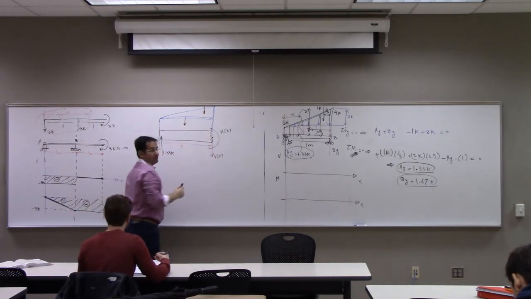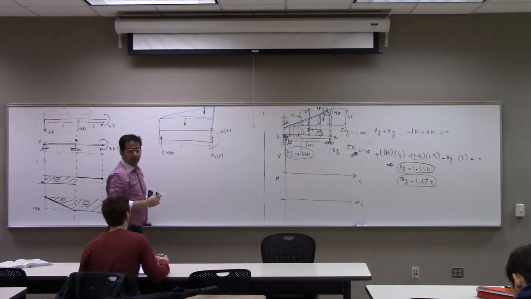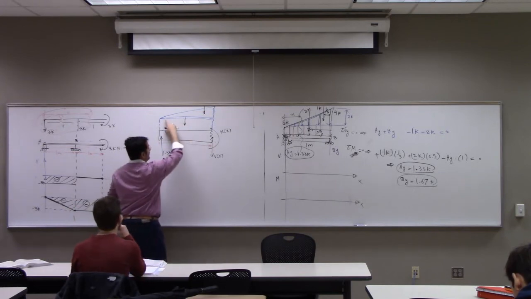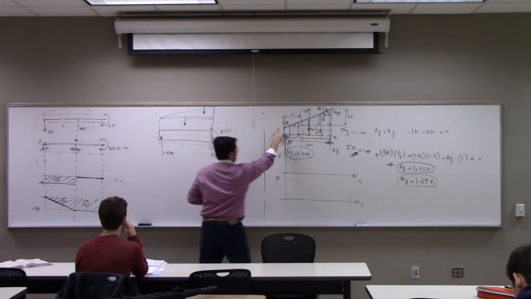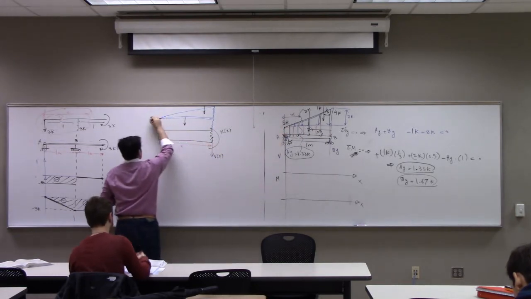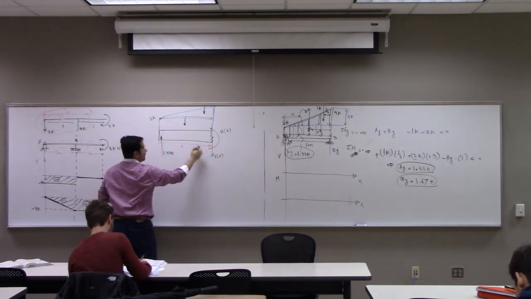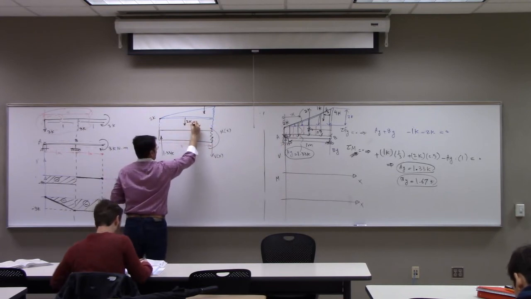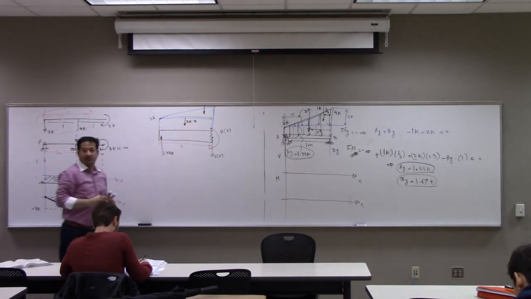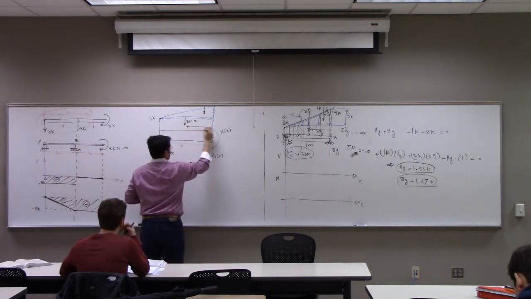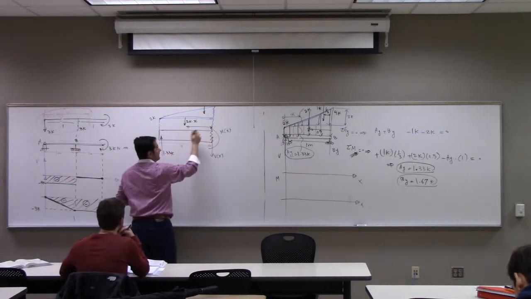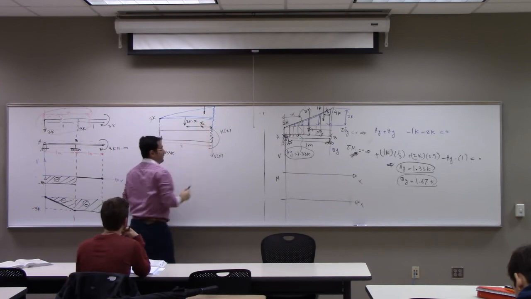What's the value of this load? Well, what's the value of the area under this? Well, here is 2k, right? And this base is x. So it's 2k times x. And acting at, what's this distance, from this point to that? x over 2, or 1/2 of x.